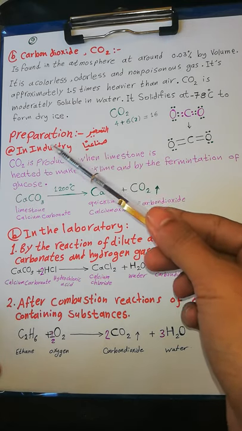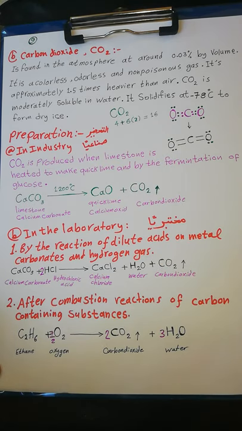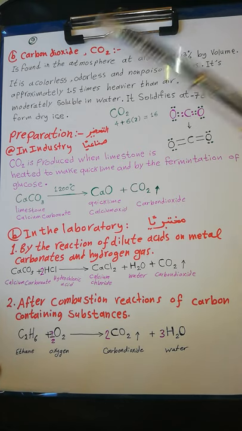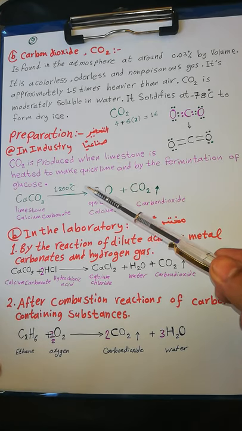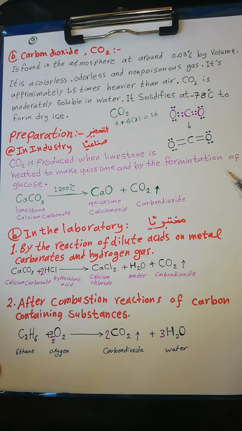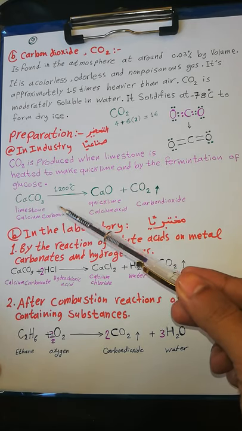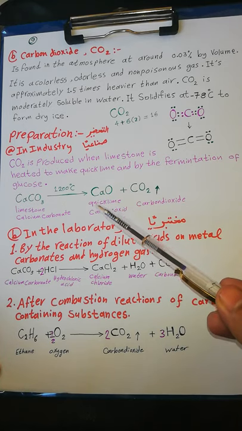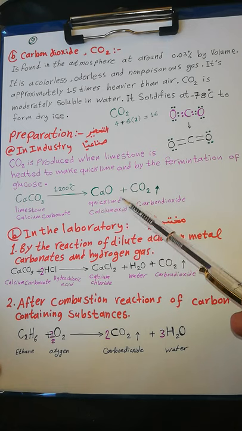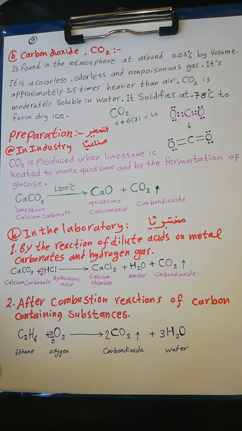The first way in industry: if I ask you how can you prepare carbon dioxide in industry? The answer is CO2 is produced when limestone is heated to make quick lime and by the fermentation of glucose. And the general equation is CaCO3 heating up to 1200 centigrade. The products are CaO quick lime plus CO2 carbon dioxide.